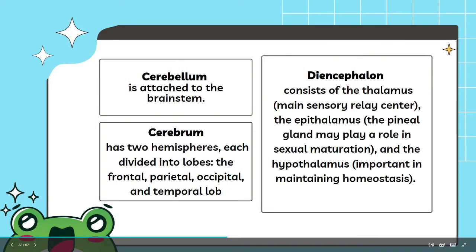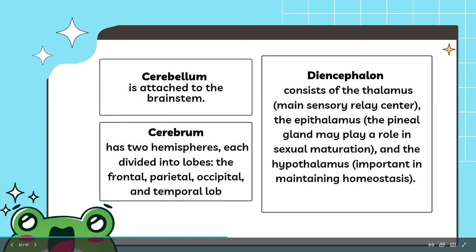Now let's proceed to the cerebellum, diencephalon, and cerebrum. So the cerebellum is attached to the brainstem, and the diencephalon consists of the thalamus, which is the main sensory relay center, the epithalamus, which is the pineal gland and may play a role in sexual maturation, and the hypothalamus, which is important in maintaining homeostasis.